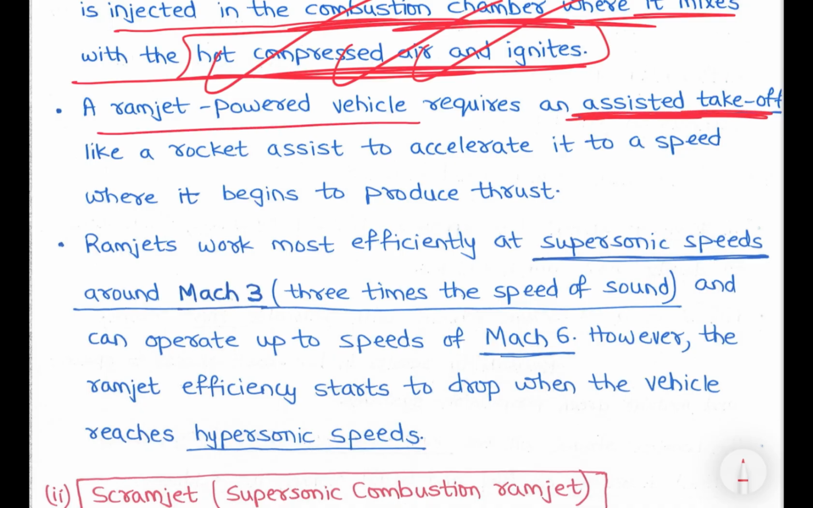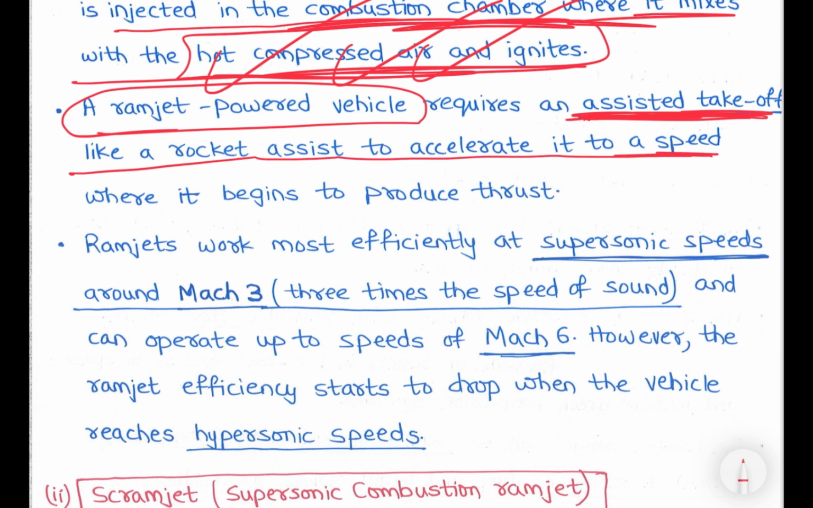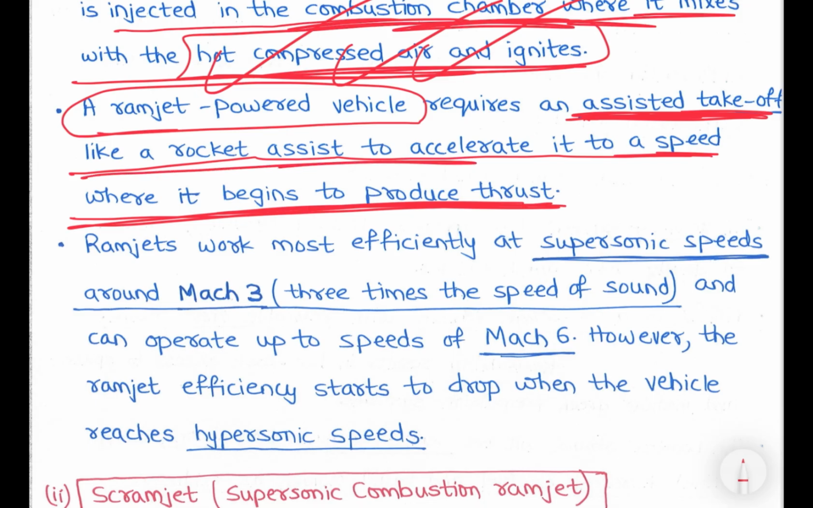ए रामजेट इंजन नीड्स असिस्टेड टेक ऑफ, भाई इनिशियली फ्यूल चाहिए, राइट, इनिशियली ऑक्सीडाइजर भी चाहिए, राइट, बिकॉज असिस्टेड टेक ऑफ लाइक ए रॉकेट असिस्ट टू एक्सेलरेट इट टू ए स्पीड वेयर इट बिगिंस टू प्रोड्यूस थ्रस्ट, राइट. तो उस स्पीड तक पहुंचने के लिए चाहिए, राइट.